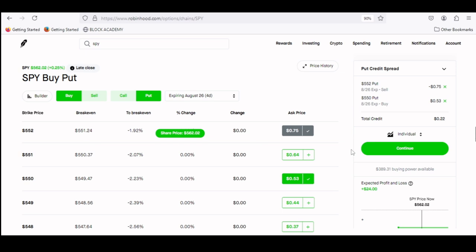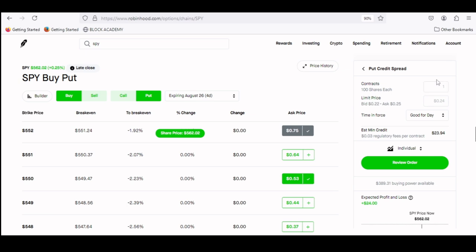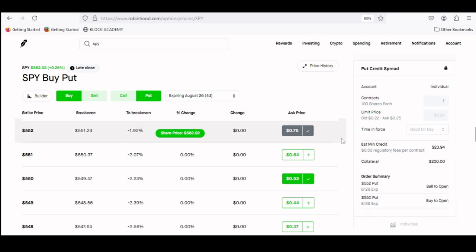So in order for me to do this option strategy, I'm going to go ahead, hit continue, select one contract, and hit review order. So right here, we have the entirety of the trade. We just discussed the spread. The spread is what we're going to use in order to determine our collateral.